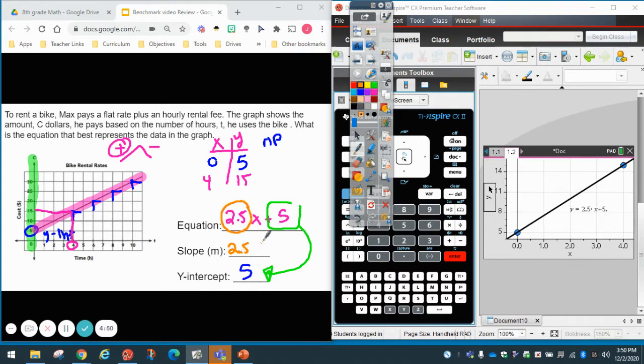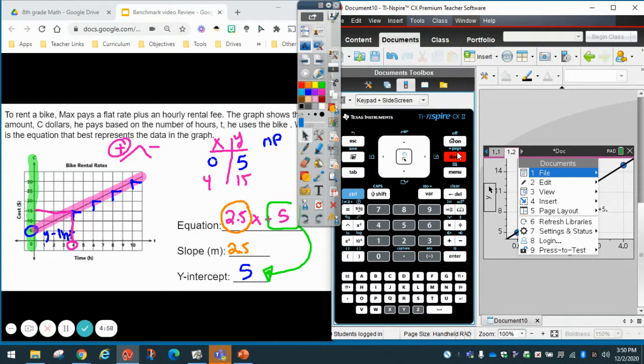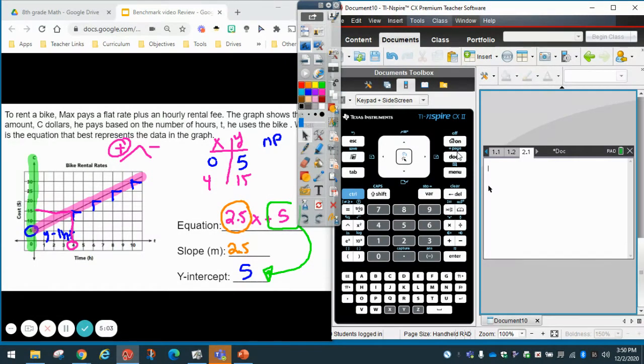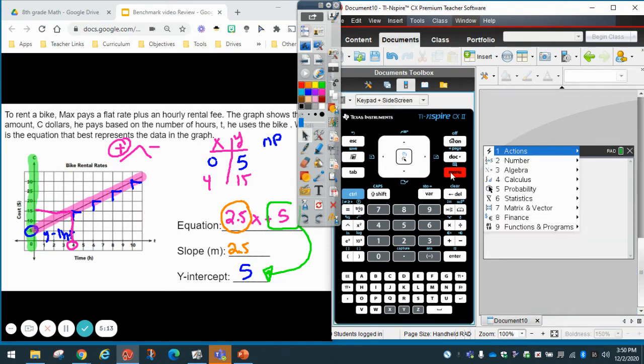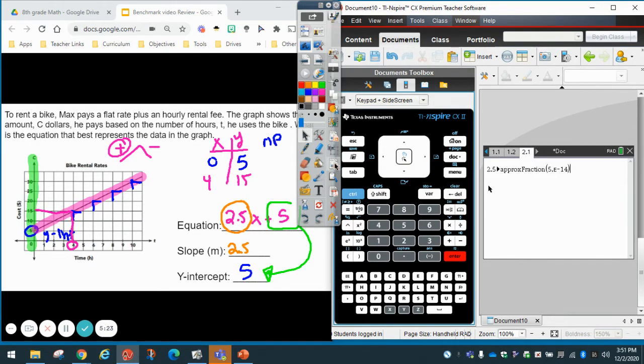Now, if I want to convert this into a fraction, because again, sometimes my answer choice is in fraction, I'm going to click on Doc, go to Insert, Problem, and we're going to add a calculator. So we're going to convert 2.5 into a fraction because my answer choices might have a fraction. So I'm going to type in my decimal 2.5. We're going to go to Menu, go to Number, and we want to approximate that number into a fraction. So we're going to click on number 2.